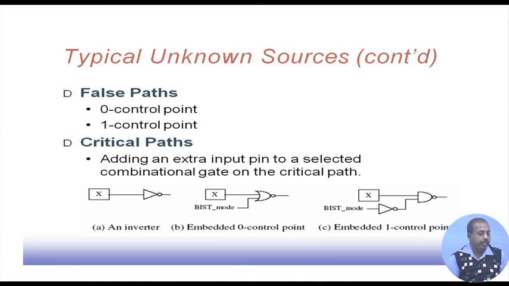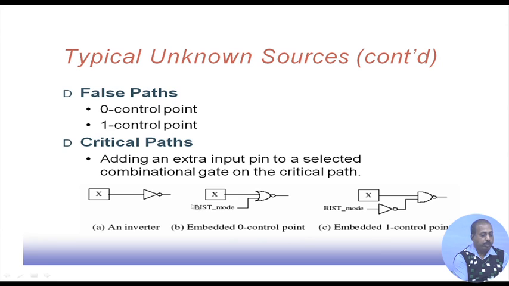Then there are critical paths. For a critical path, the problem is adding an extra input pin to a selected combinational gate on the critical path. So, this is one inverter. This inverter gets input from X, and this is on a critical path. So, the inverter is there.